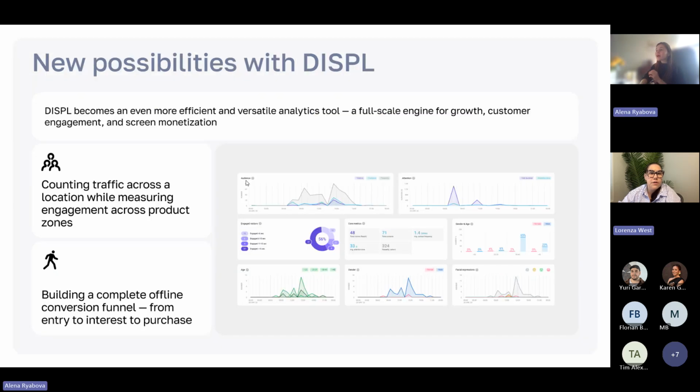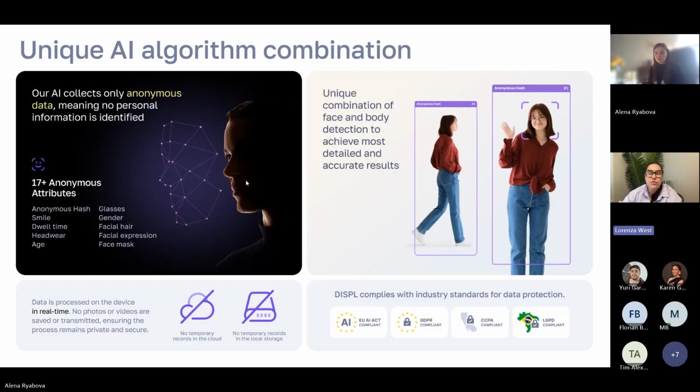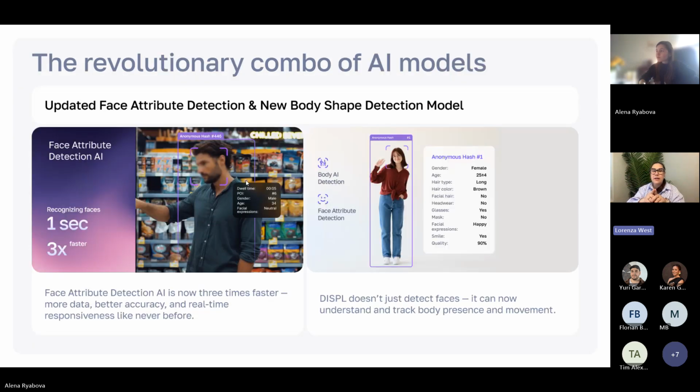Can I just add something to the last slide real quick? I just want to reiterate everything that she said. The importance of having these two algorithms work in tandem with each other is that it gives us better data. If you can imagine, we collect the data from the face algorithm, and then we marry it to the data from the body algorithm.